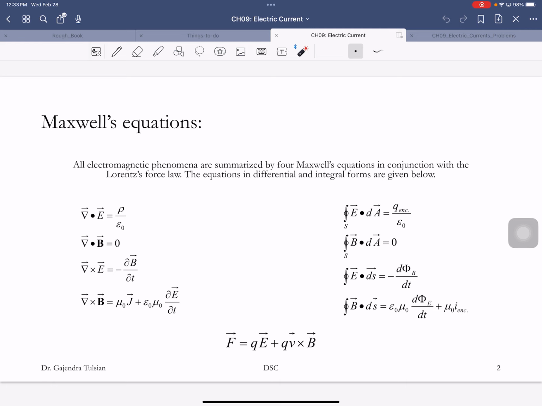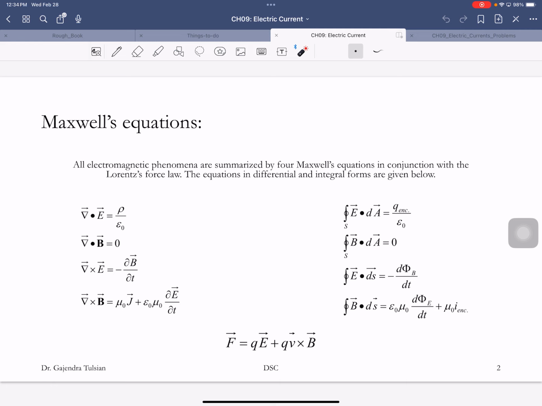Again, you don't have to know this. I'm just giving you extra information. Electrical engineering is mainly based on these four equations. And the way these equations are structured is, on the right-hand side, you have sources producing these fields.